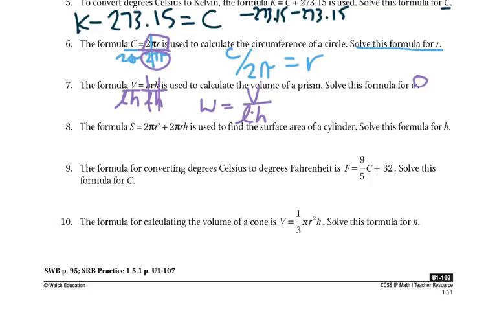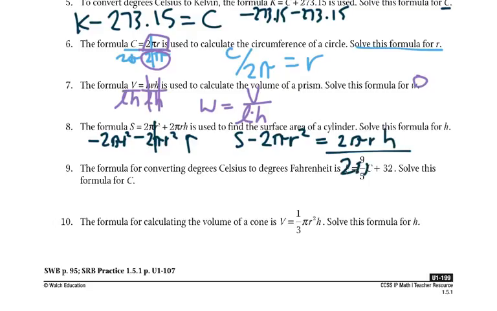Okay, number 8, the formula here is a little more complex. S equals 2 pi r squared plus 2 pi r times h is used to find the surface area of a cylinder. Solve for h. Okay, so this one's trickier, right? So we start off by subtracting 2 pi r squared. So that gives us S minus 2 pi r squared equals, that becomes 0, 2 pi r h. Divide by 2 pi r h. So everything divided by 2 pi r, oh, not h, because we wanted to leave h alone, didn't we?